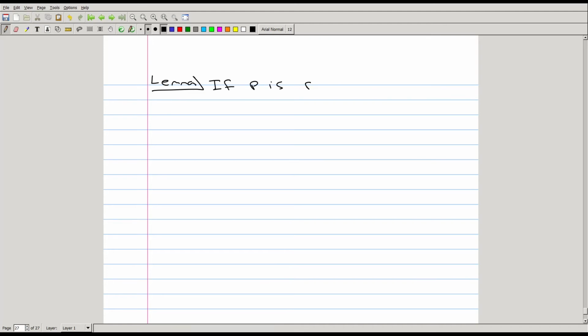if p is prime and p divides a1 times through an, where each ai is an integer, then p divides ai for some i. So p must divide at least one of the integers in the product.